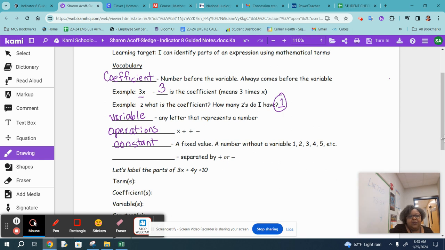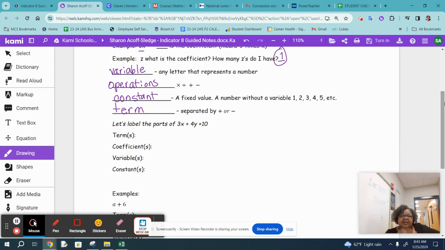Okay, now here's another one we didn't learn. A term. A term is separated by plus or minus. That's a term. And remember, it's only separated by plus or minus. So let's look at the parts. Am I going too fast? Okay. Somebody said yes. So if one says yes, I got to stop the whole train because we don't move the train out of the station until everybody's on board.